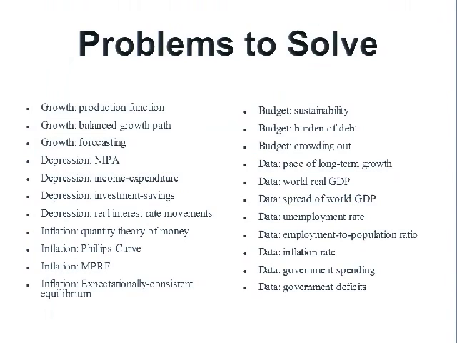4 types of problems for depression economics: those of manipulating the national income and product accounts definitions, our income expenditure model, our investment savings version of the income expenditure model, and then thinking about how movements in real interest rates affect the level of production.